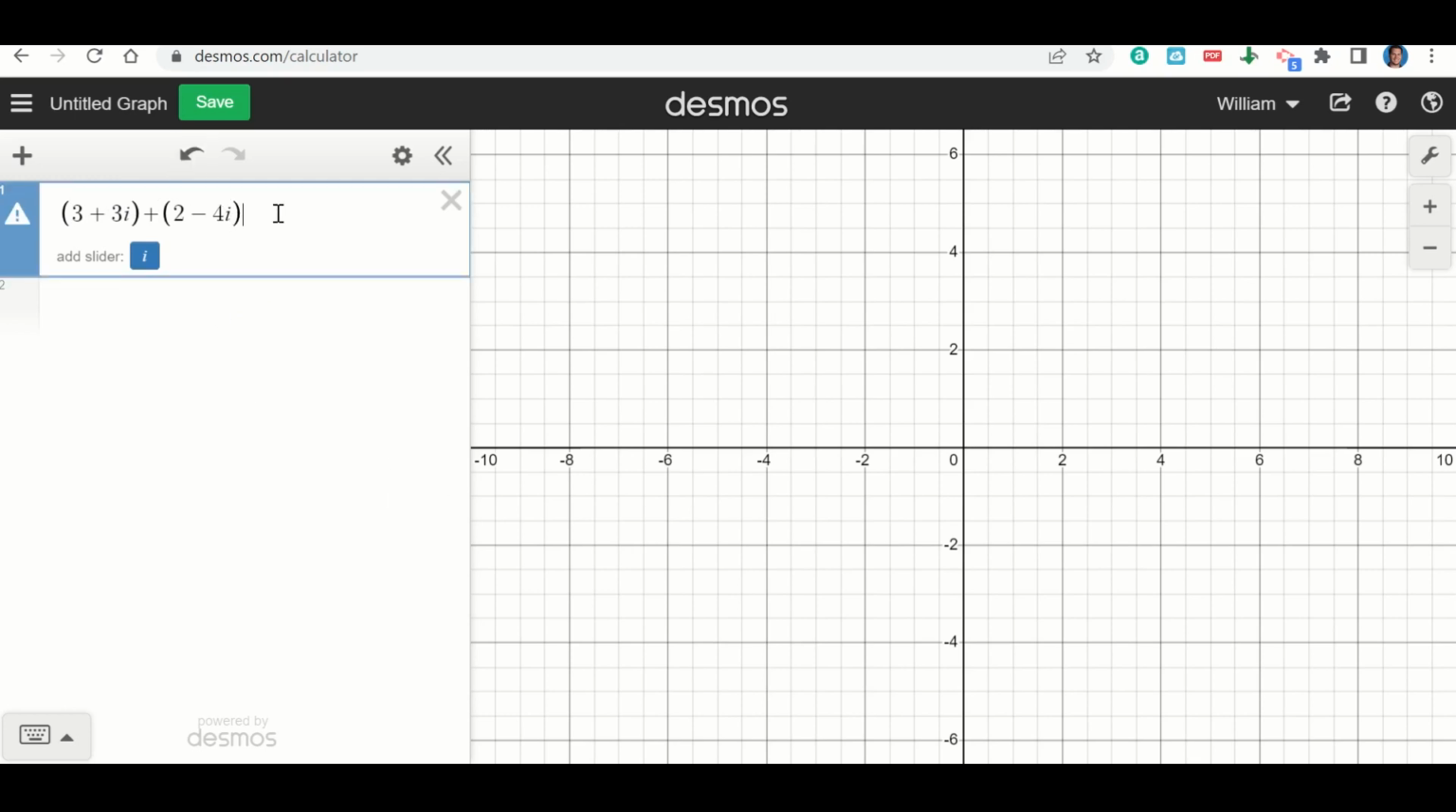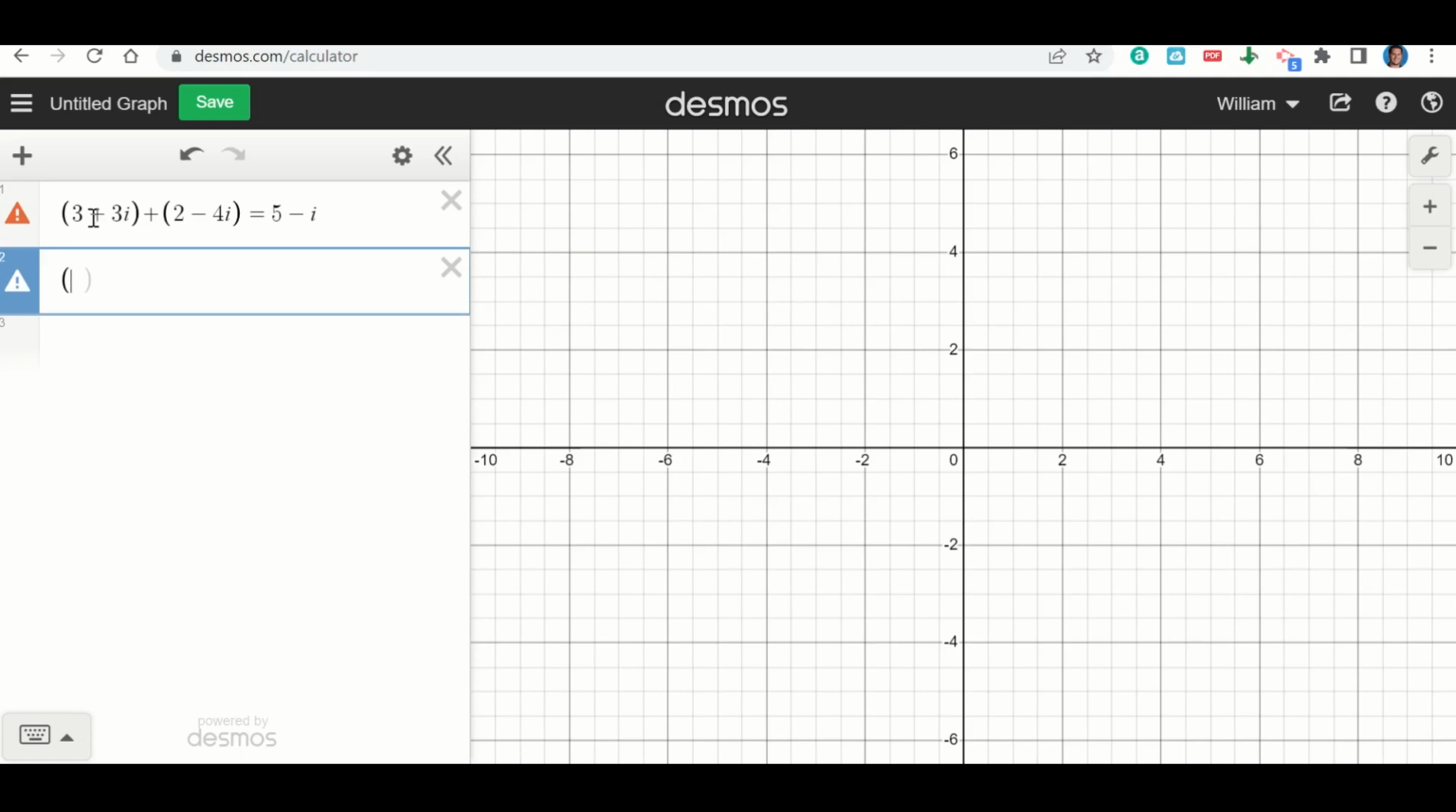So that's what I think it should be. So I'm going to just go ahead and put that in here for now. I think it should be 5 minus i. Well, we can check our work by putting it in coordinate form.